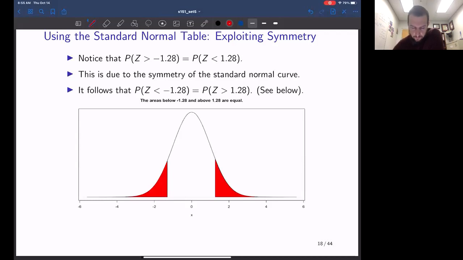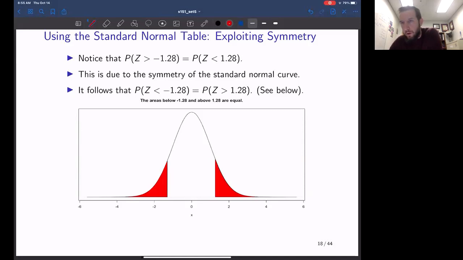In the illustration below, I'm trying to highlight this feature. For example, the area that's below negative 1.28 is the same size as the area that is above positive 1.28. Therefore, the area to the right of Z equals negative 1.28 is the same as the area to the left of Z equals positive 1.28. Right of negative 1.28, left of positive 1.28.